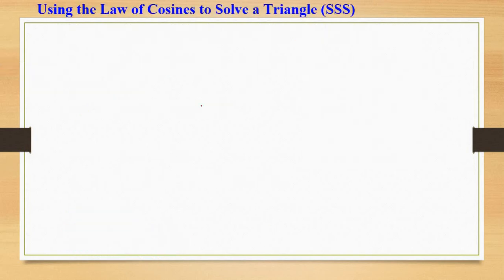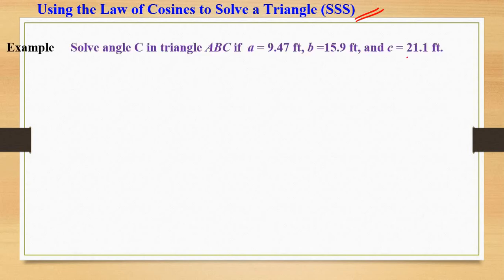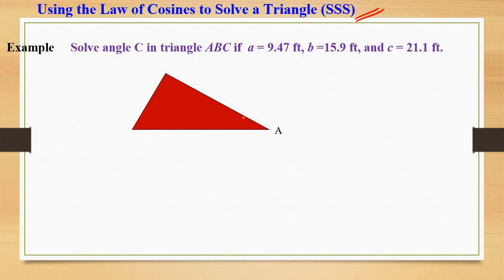Now, the next condition, if three sides of a triangle are given, the SSS. Example: solve for angle C in triangle ABC if A is equal to 9.47 feet, B is 15.9, and C is 21.1 feet. Again, we label the sides of this triangle. A is there, B, C. Next, we identify the sides. If A is here, then this is side A, which is 9.47. Angle B, therefore opposite, that is side B, which is 15.9. Angle C, that would be the side C, 21.1 feet.